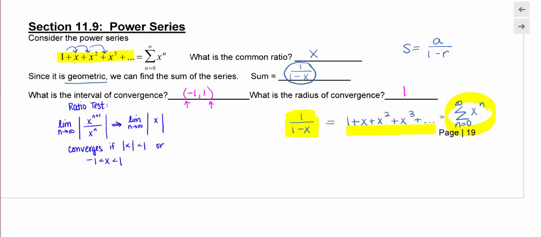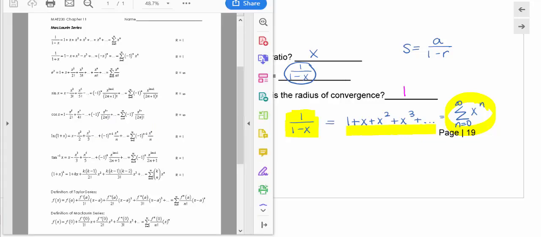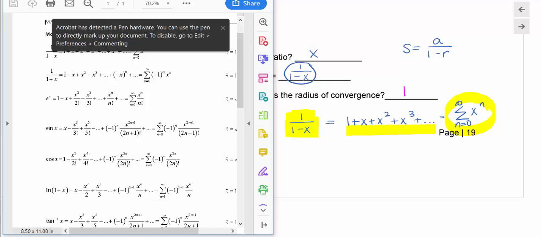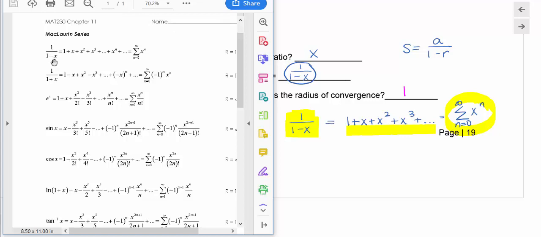Now, there's a whole bunch of these power series, so let me show you some of these that are written out already for you. Here's an example of a sheet that, if you're in my class, I will make accessible to you. This is some of the examples of the different power series that we're going to look at. The very first one there is the series that we are talking about, 1 over 1 minus x being this infinite power series right here. We also have a series for 1 over 1 plus x, there's our power series to represent that function.